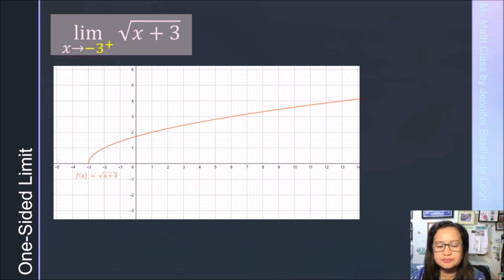Now, if we trace the graph from the right as x approaches negative 3, the value of f of x approaches 0. So therefore, we can say that the limit of the square root of x plus 3 as x approaches negative 3 from the right is 0.